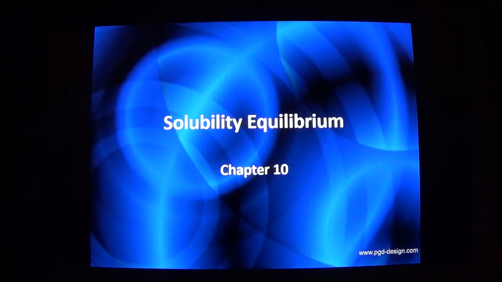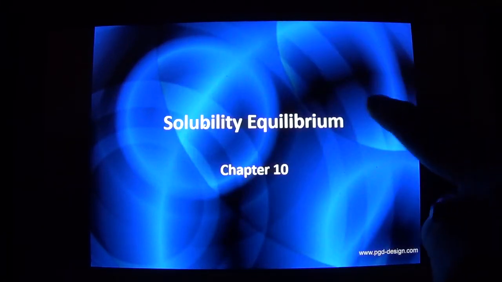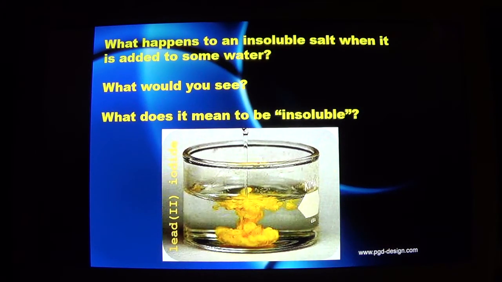In solubility equilibrium, we're going to be looking at, as you can imagine, solubility. So what happens when we put an insoluble salt in some water? In the picture here, I have some lead 2 iodide. We did this in pre-AP. You mix the two clear solutions and you got a yellow precipitate, and then you filtered the precipitate and saw it was a solid, and what went through the filter stayed clear because it was dissolved.